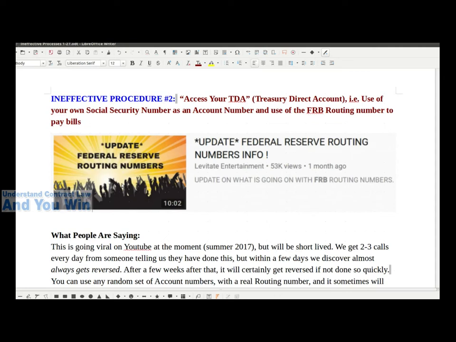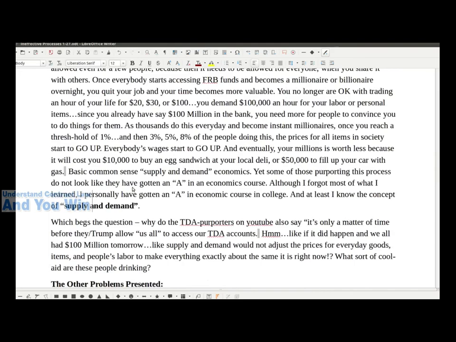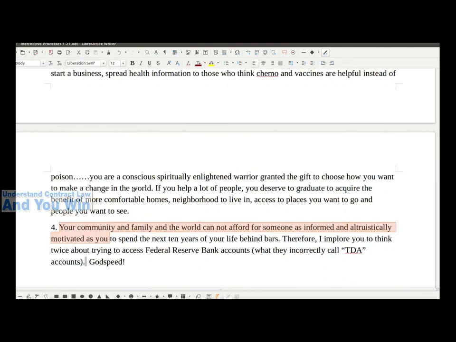But what I do know is there's no way to successfully tap into a Treasury, Federal Reserve Bank account. Every single time it's been reversed. Lots of people are getting into trouble. And I think I've dissected and explained maybe not everything, but probably enough to explain to you why it's probably a bad idea. Again, I'm not telling you what to do.